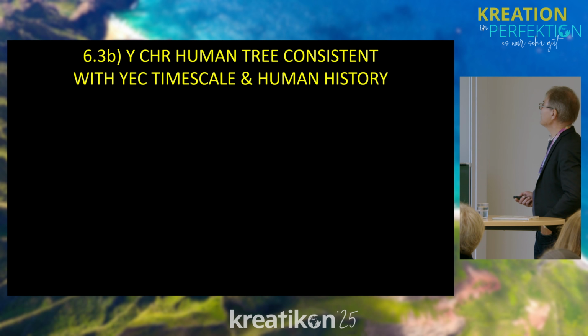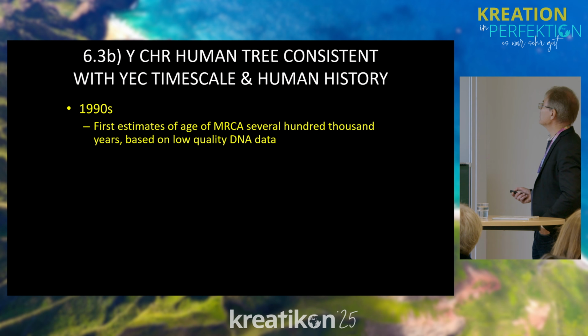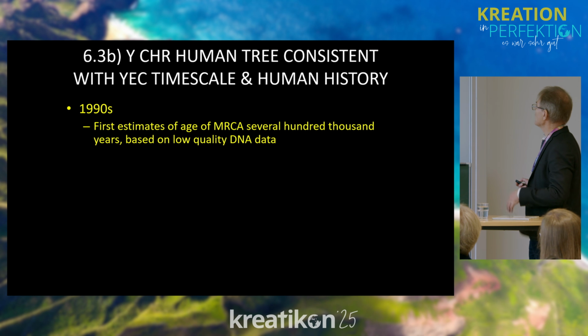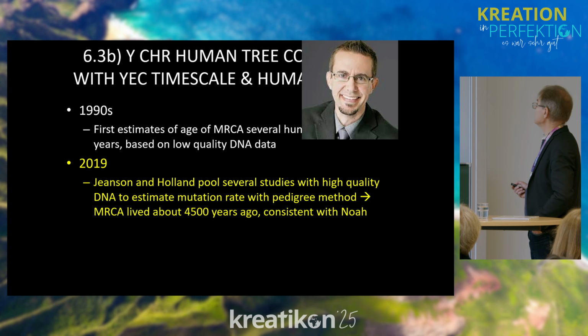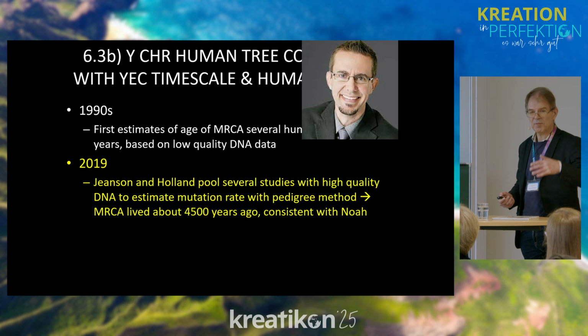It's quite amazing. And then if we look at the Y chromosome human tree, it's a similar development. In the 1990s, we had the first estimates of the age of the most recent common ancestor, and those gave numbers of several 100,000 years based on low-quality DNA data. Then in 2019, Nathaniel Jensen and Holland pooled several studies with high-quality DNA, and they estimated the mutation rate with, again, the pedigree method, which is much more reliable, really more empirical, comparing DNA of fathers and sons.